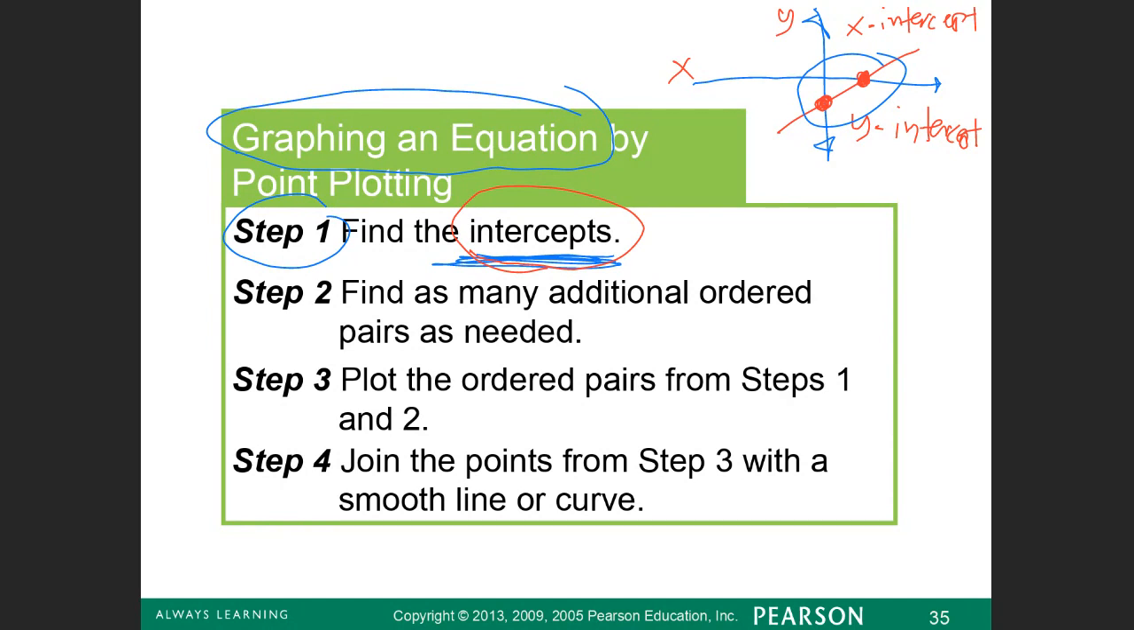Step 3, plot the ordered pairs from steps 1 and 2. So you can have an XY table and then assign a value for X and solve for Y. You can do that also. Step 4, join the points from step 3 with a smooth line, and then that would be your graph. So it says line or curve. If you have a power of 1, that's a line. Okay.